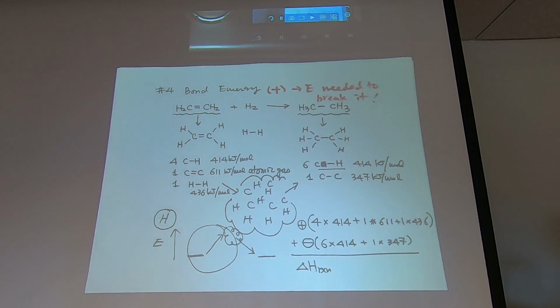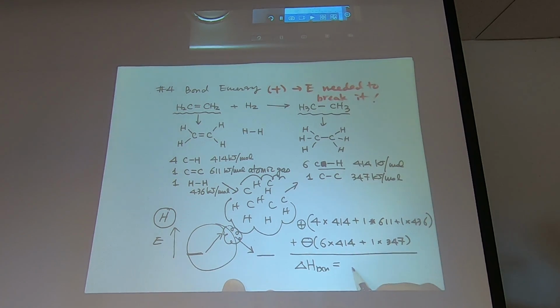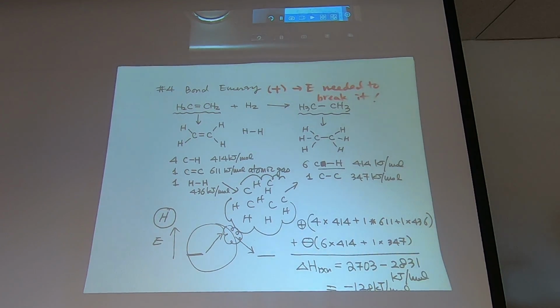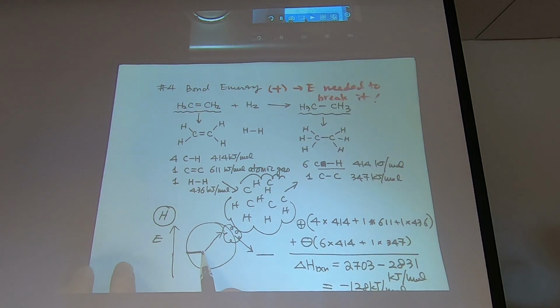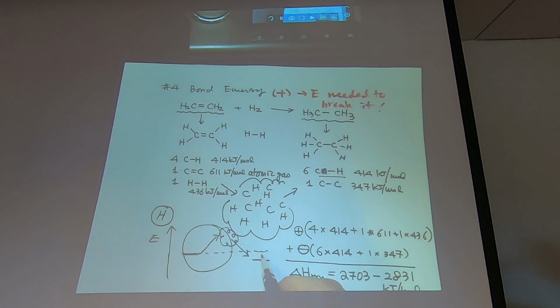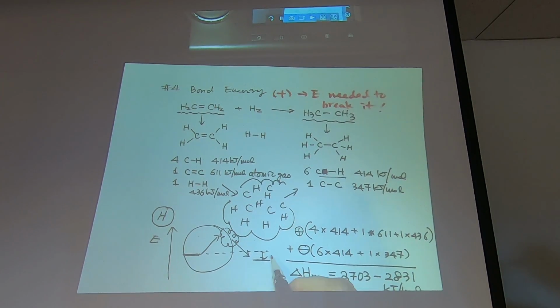Okay. So the top portion is 2703, and the other is 2831. Therefore the overall is minus 128 kilojoules. So what happened was that the energy after is lower than before, lower by 128 kilojoules.